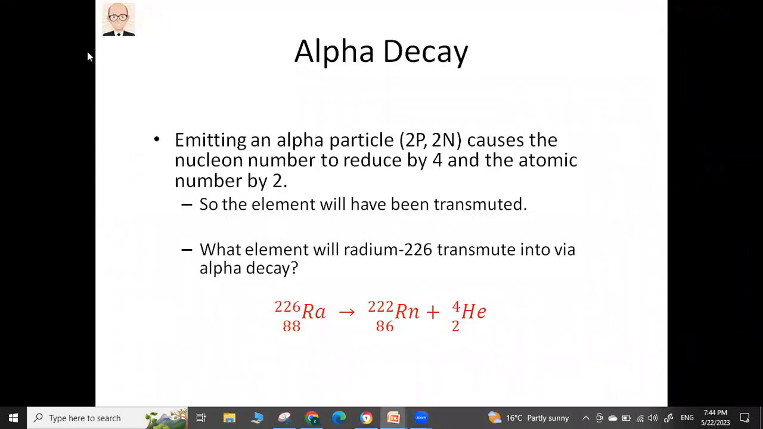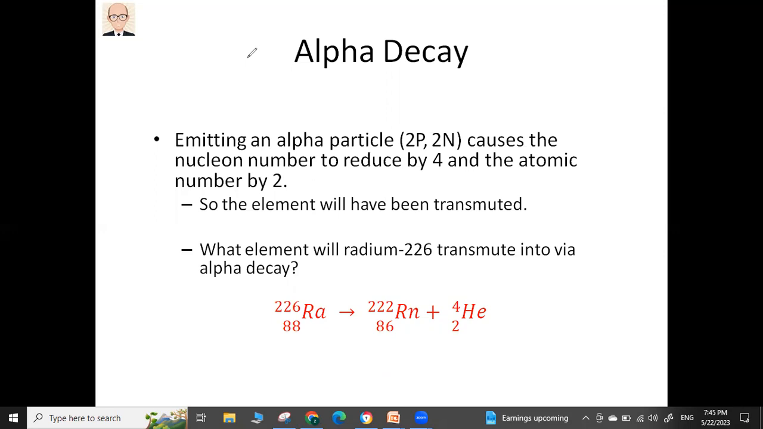Let's look at some examples. The first example is alpha decay. Emitting an alpha particle, which has 2 protons and 2 neutrons, causes the nucleon number to reduce by 4 and the atomic number by 2. So the element will have been transmuted. What element will radium-226 transmute into via alpha decay? If we look at radium-226, when it emits an alpha particle, it will change into radon.